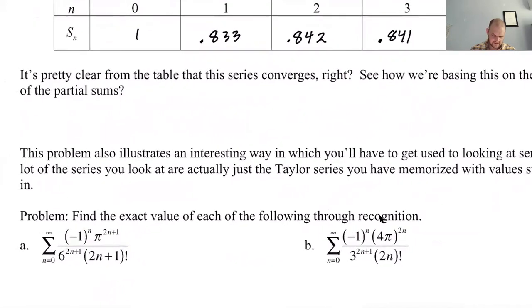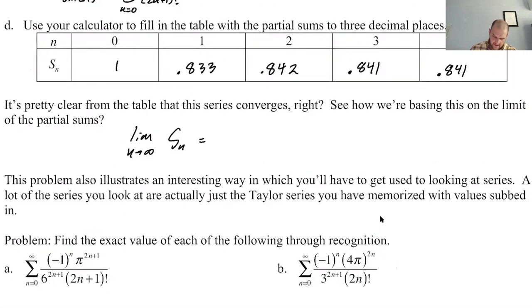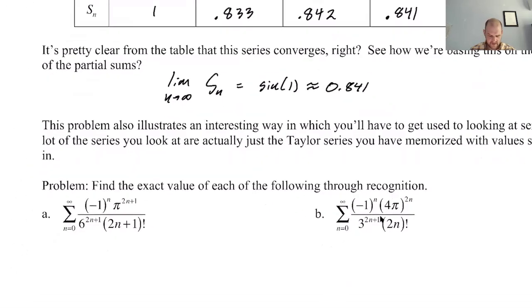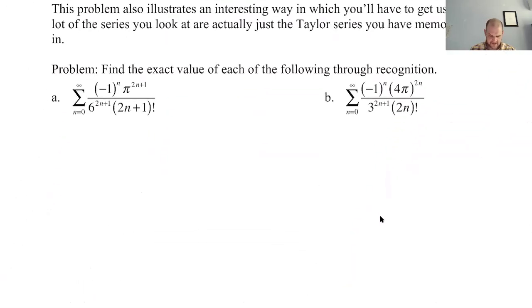So it looks like the limit as n approaches infinity of s sub n, our nth partial sum, is just the sine of 1. And we saw that that's approximately 0.841. And so we get that. So we look at the partial sums. While we're here, I'm just going to do these.